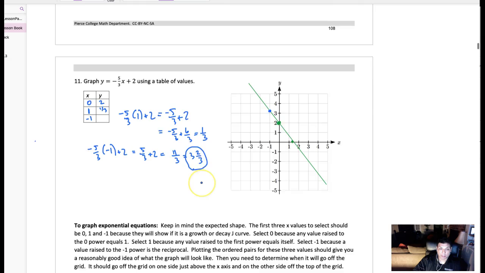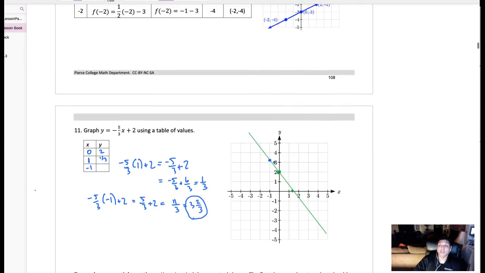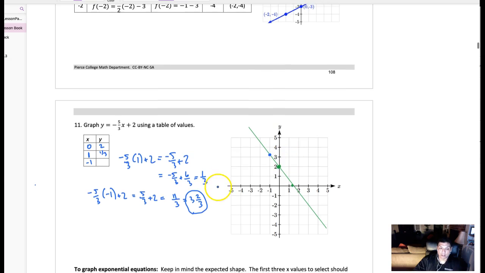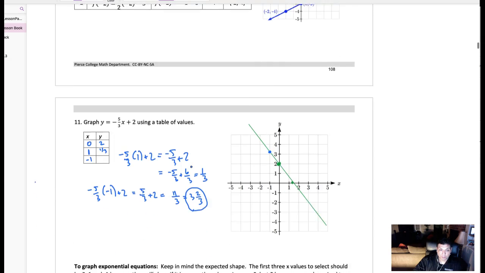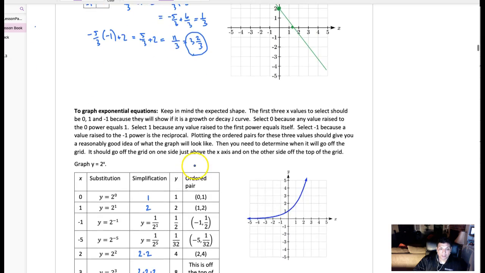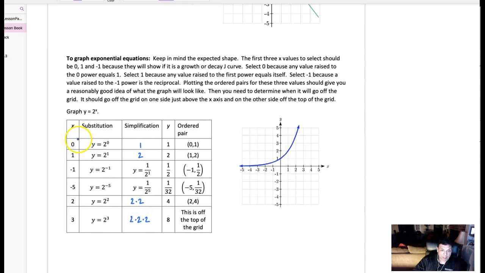So you can see it forms a pattern. If you don't get those patterns, then you know you did something wrong with a point. That's an important thing, that you end up with a pattern here. So that's what you would do to graph linear equations. And then to graph exponential functions, it's a similar process. You pick some points, keep in mind what the shape is going to be, and you select various points.